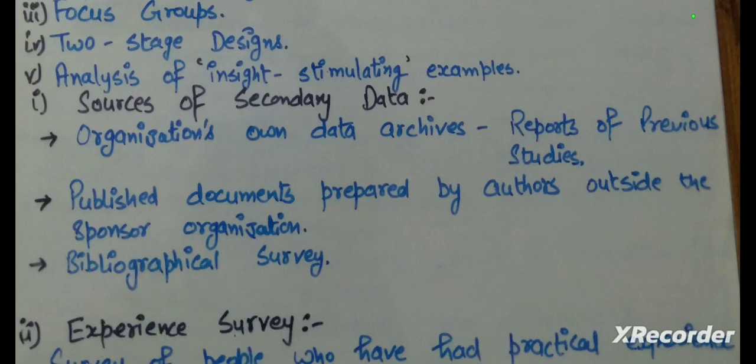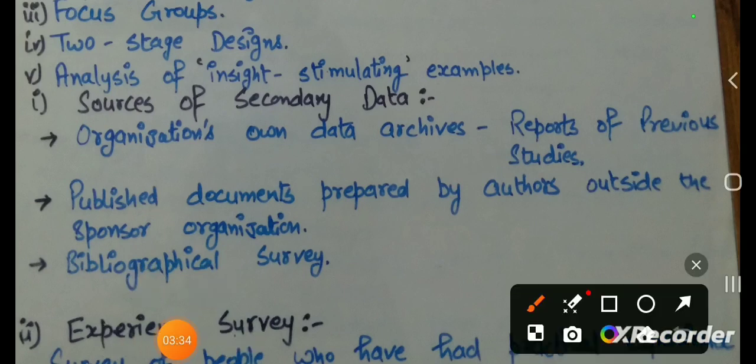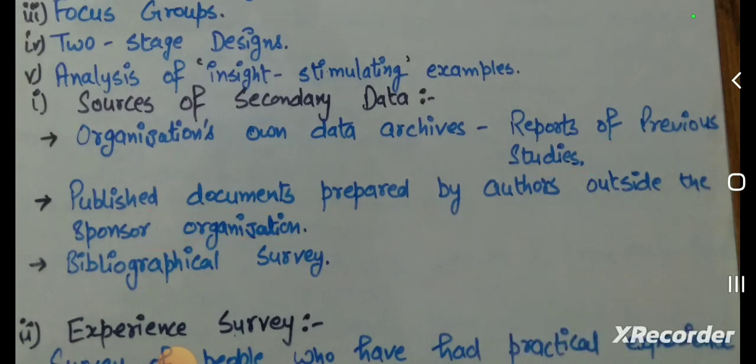So, as is visible on your screen, you can conclude in the form of sources of secondary data that organizations' own data archives, that is the reports of previous studies. Next, we have published documents prepared by authors outside the sponsored organization. And next, we have bibliographical survey in sources of secondary data.